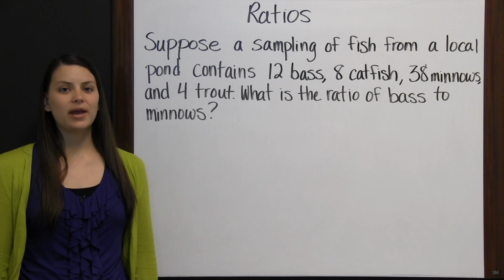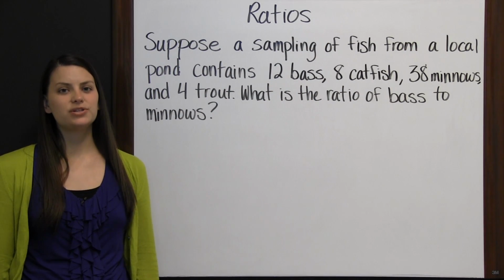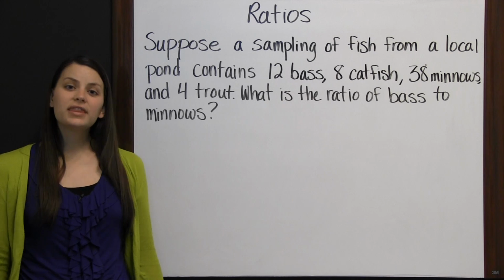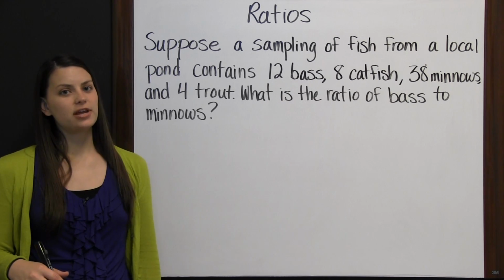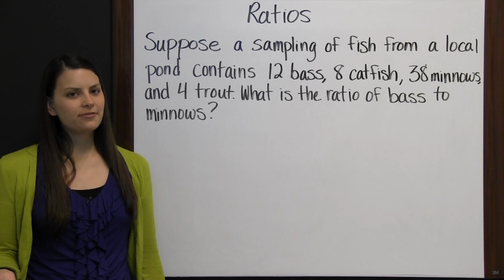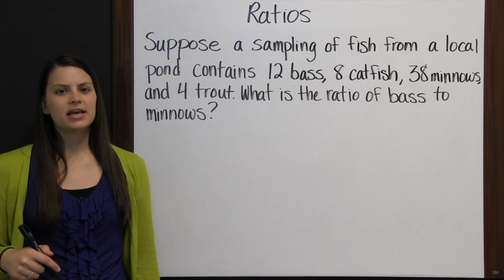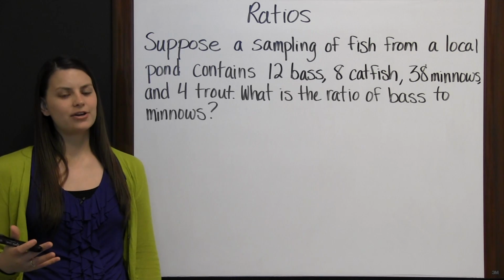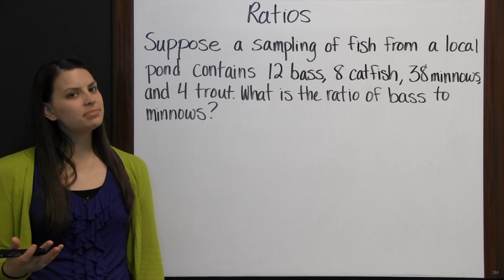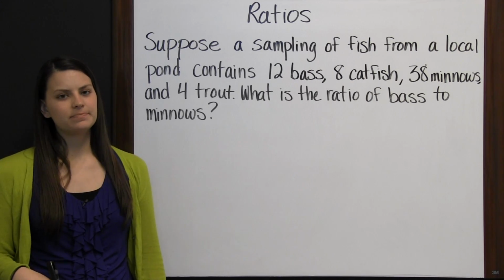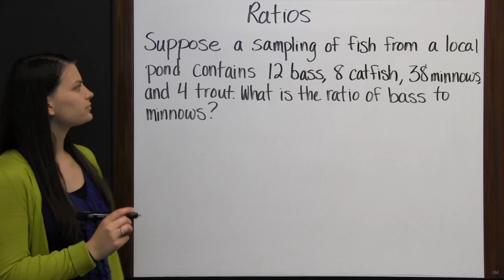Ratios. A ratio is a comparison between two quantities. You can think of a ratio like a fraction, and since it's just like a fraction, a comparison of two numbers, it is treated a lot like a fraction, meaning you're going to simplify it anytime you can. Let's look at this problem.